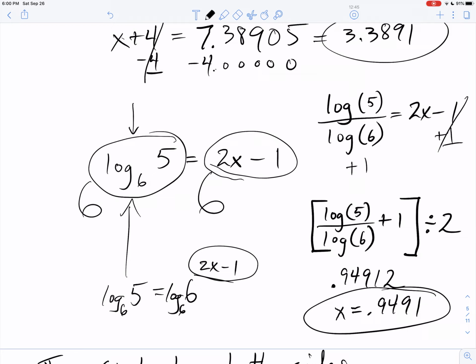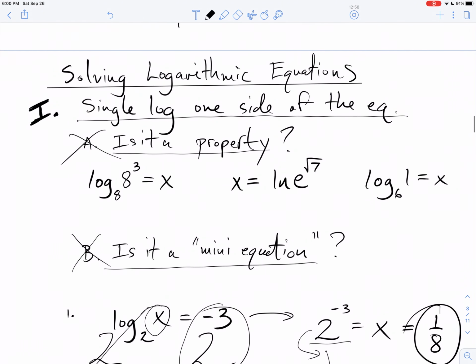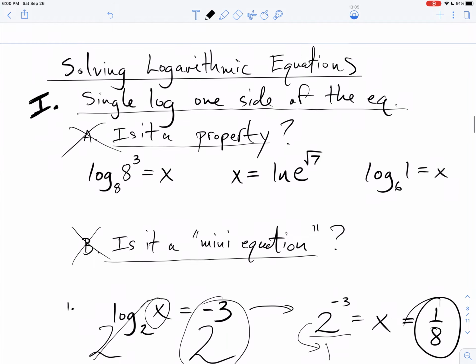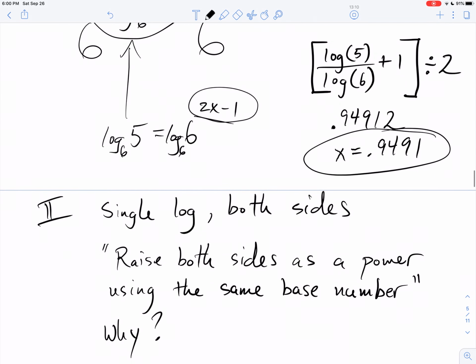All right. So, before I go to Roman numeral number 2, which is coming up, these are all examples of what if there is a single log statement on one side of the equation. So let's contrast that right away. Let's compare that to Roman numeral 2, which says this. What if you have a single log on both sides of the equation?